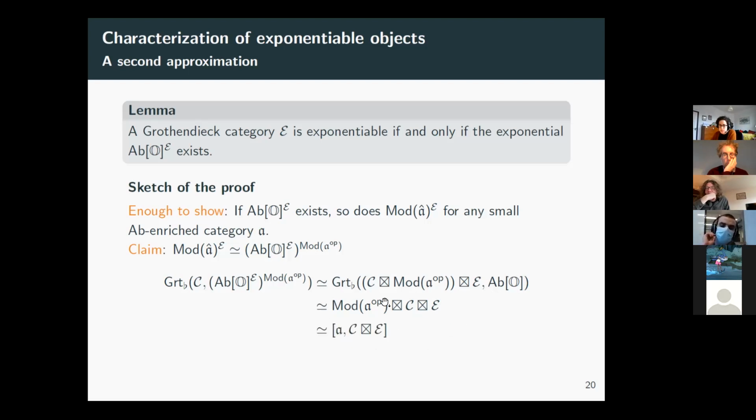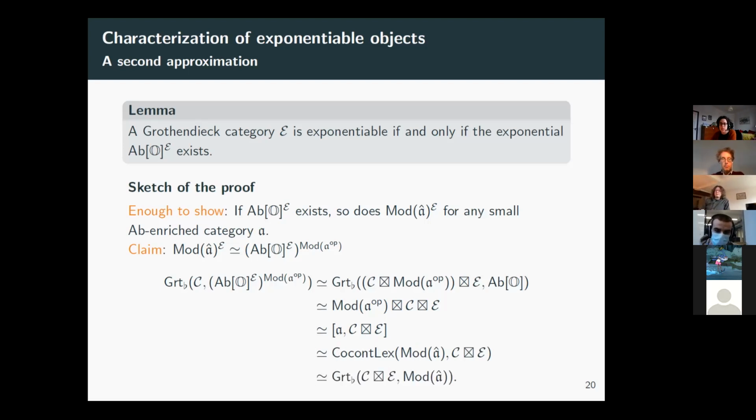And then again, I told you before, this computation is also easy. Tensoring mod with something gives you actually morphisms from A, functors from A to that something. That's what we use here. And now, again, we complete under finite limits, and that's why the lex appears. We complete under small co-limits, and that's why the cocont appears here.